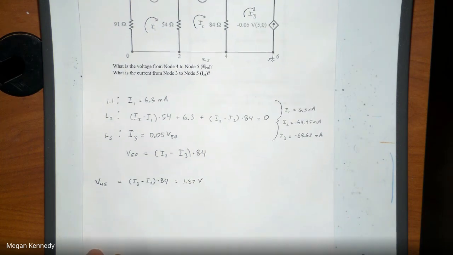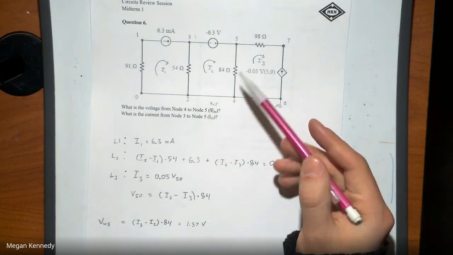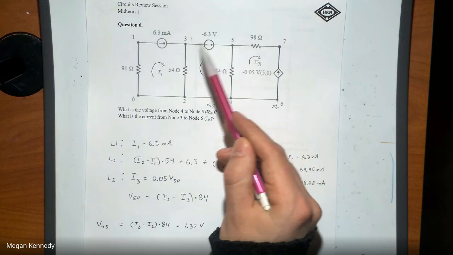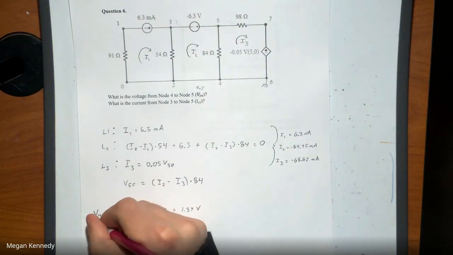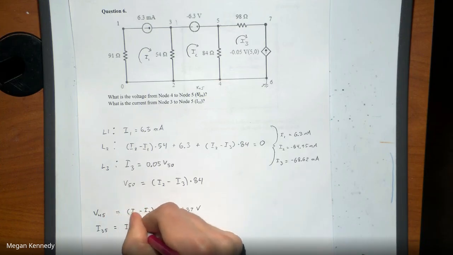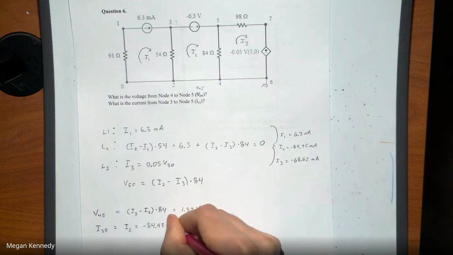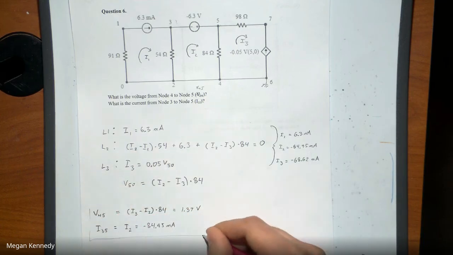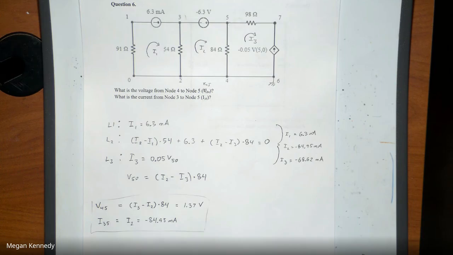The second bit is the current moving from node 3 to node 5. So right up here, that is the current flowing this direction. That is directly going to be equal to I2. So I35 equals I2, which equals negative 84.95 milliamps. And those are our two answers. Any questions?